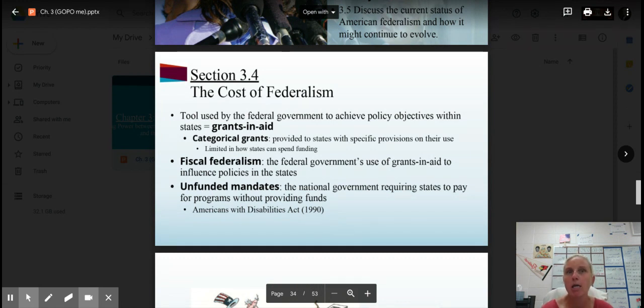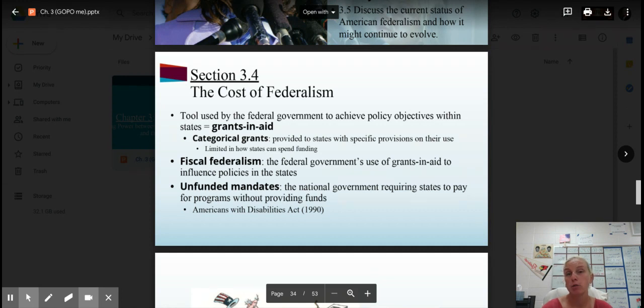Because why? They want the money. States want the money, and the federal government's like, we'll give it to you. So this tool by the federal government is known as grants-in-aid, where they're giving money to the states for specific policy objectives.